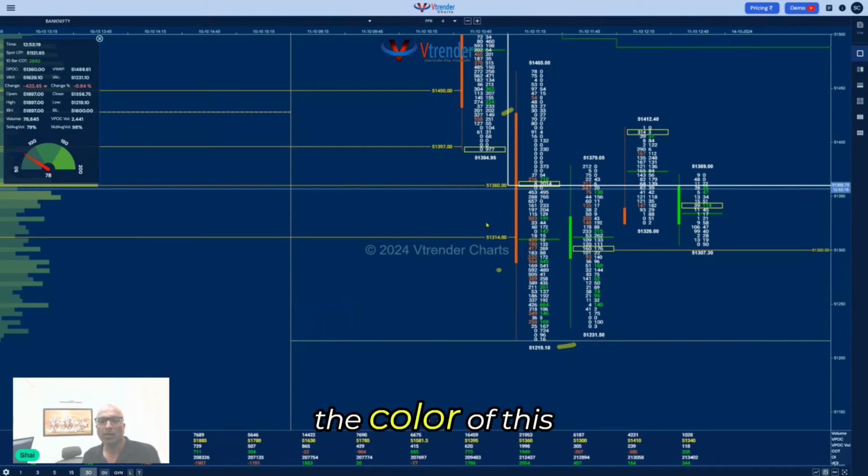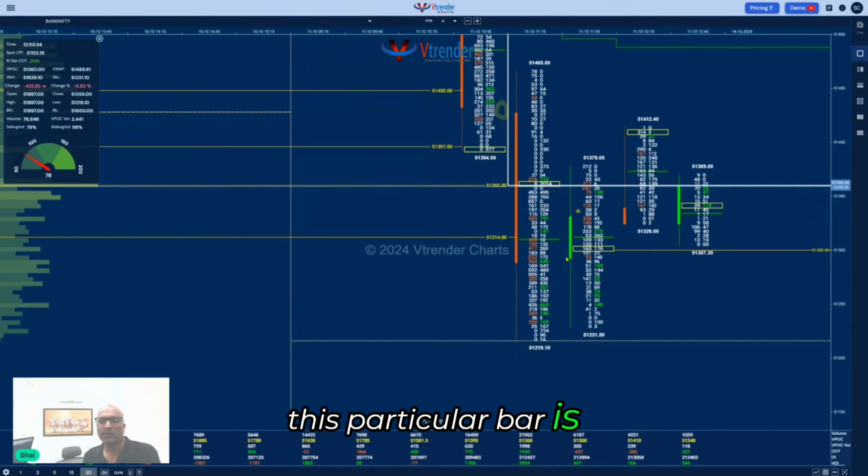Now, the color of this candle is dependent on the open and the close, right? So if the close of the bar, this is the close, if the close of the bar is lower than the open, the color of the candle is red. Or if the close of this particular bar is higher than the open, the color of the candle is green, right?